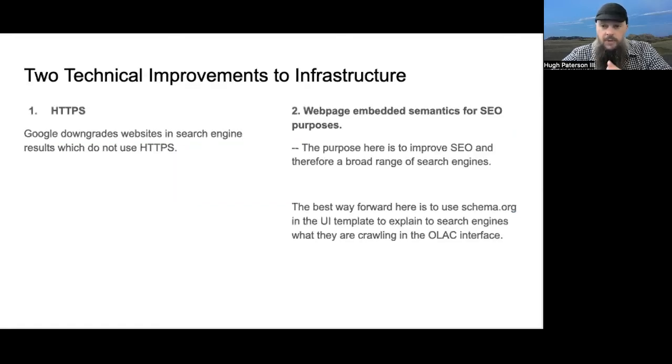So I want to talk about the two technical improvements that would improve SEO at OLAC and raise the visibility of resources across the entire web: to use HTTPS and to embed schema.org metadata on the web pages and have the values for schema.org directly pulled from the values that are provided in the OAI feeds from data providers.